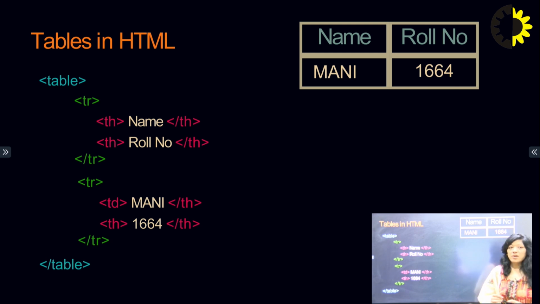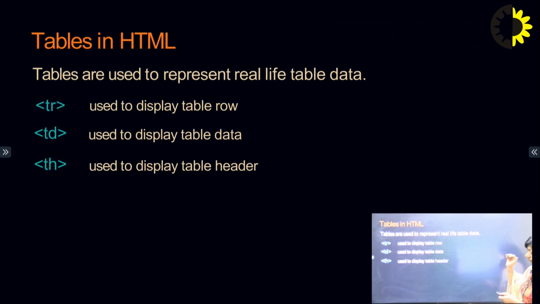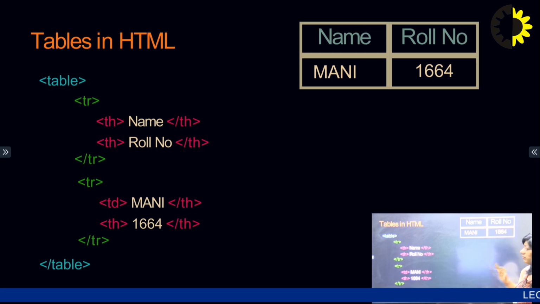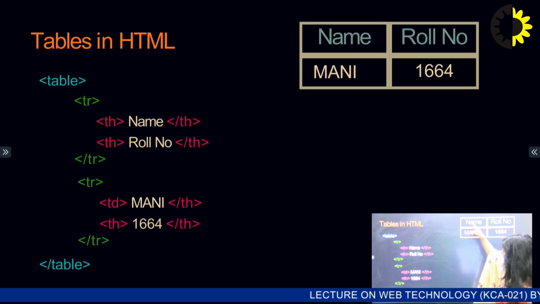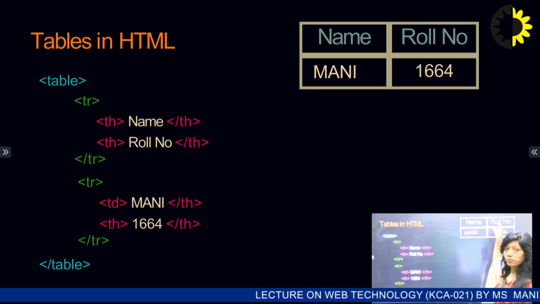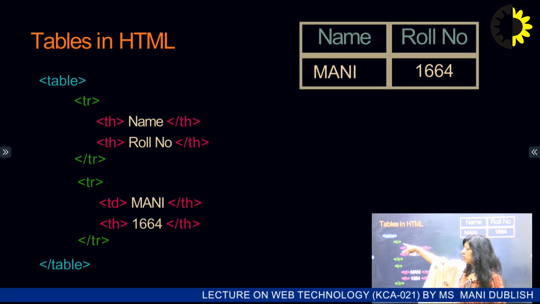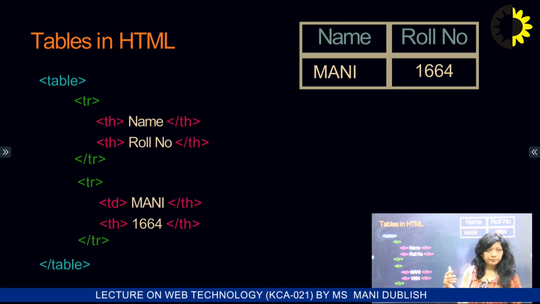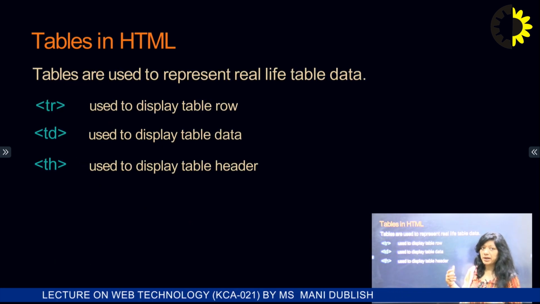This is how we use a table. Let's understand with the help of an example. We want to create this type of table: name, roll number, and its values. So firstly we will write the opening of the table tag. Here we want to write the name and roll number in a row, so we will use tr. Why do we use tr? For a row, used to display a table data row.